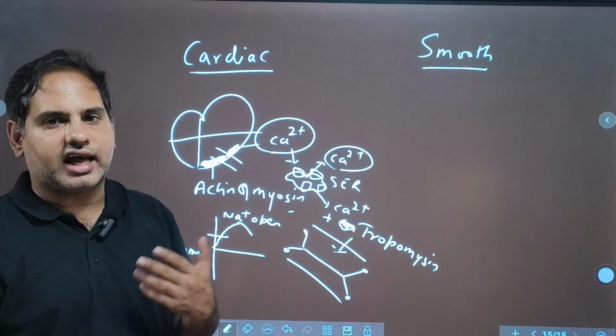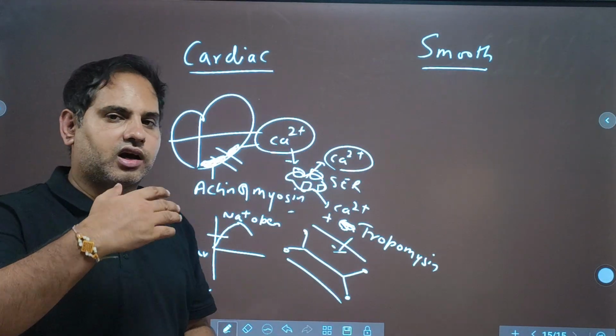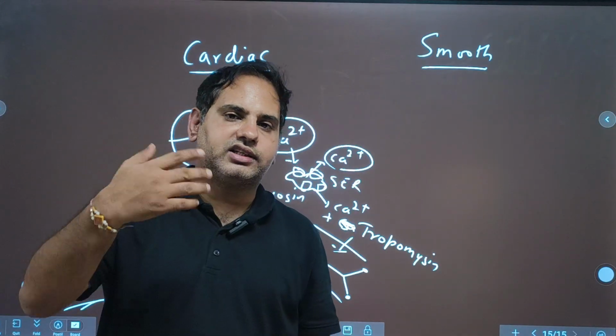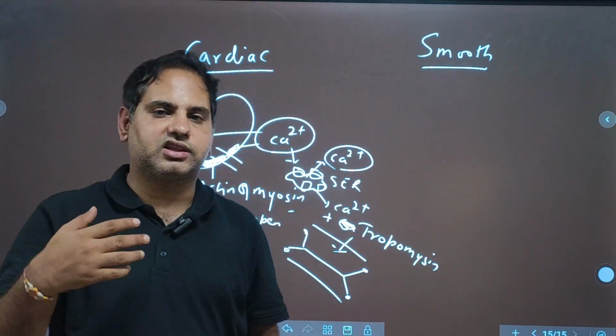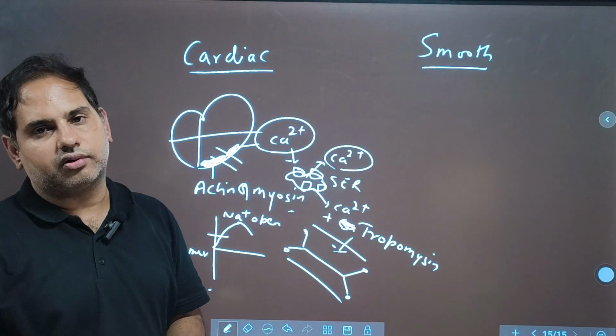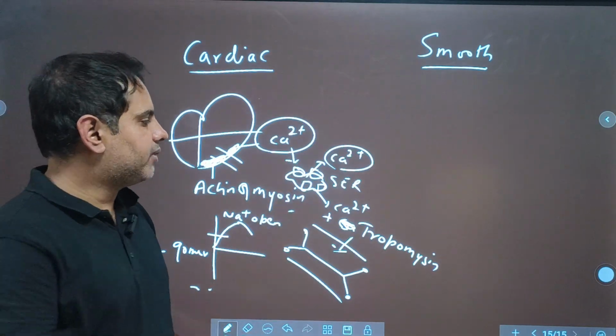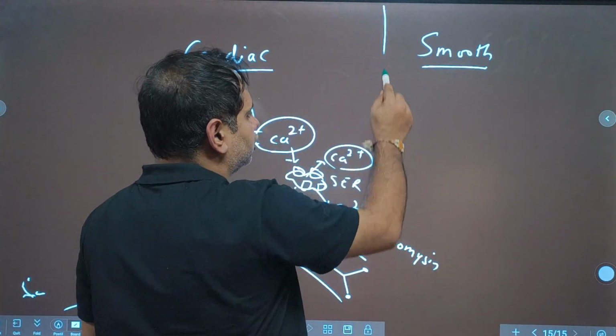And again then it's relaxation, we have discussed it. Relaxation will happen, this positive charge will go outside, and there is a pump, right, the sodium calcium exchanger, and then there is the sodium potassium pump. So by that your cardiac cells are going to relax. So this is the mechanism by which your cardiac muscles contract.